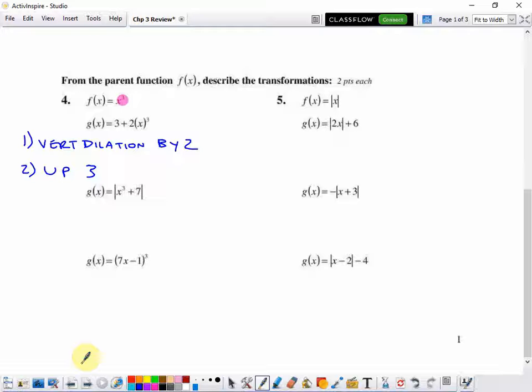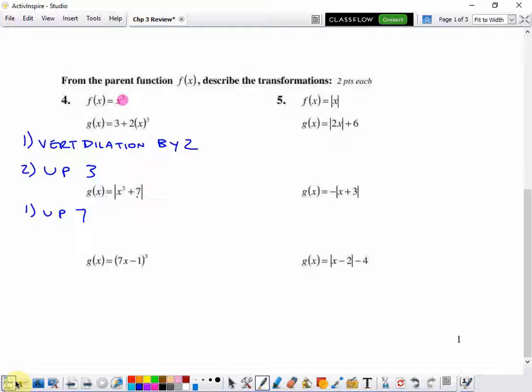In the second transformation, here's our function. There's nothing that happens inside of that function. We're going to do the plus 7 first. It's outside of the function, but it is inside the absolute value. So we're going to do that plus 7 first. That plus 7 is outside, so it's a vertical translation, which means it's going to shift the function up 7 units.